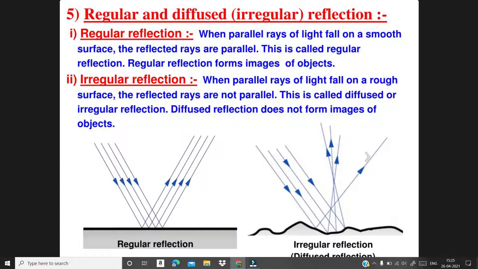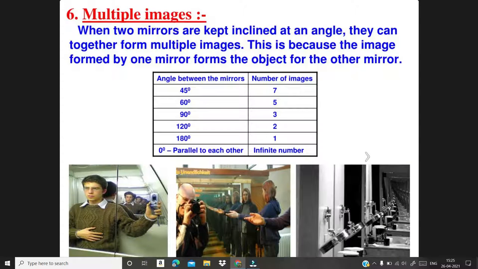When parallel rays of light fall on a rough surface, the reflected rays are not parallel, as you can see in the picture too. This is known as diffused or irregular reflection. Diffuse reflection does not form images of objects.